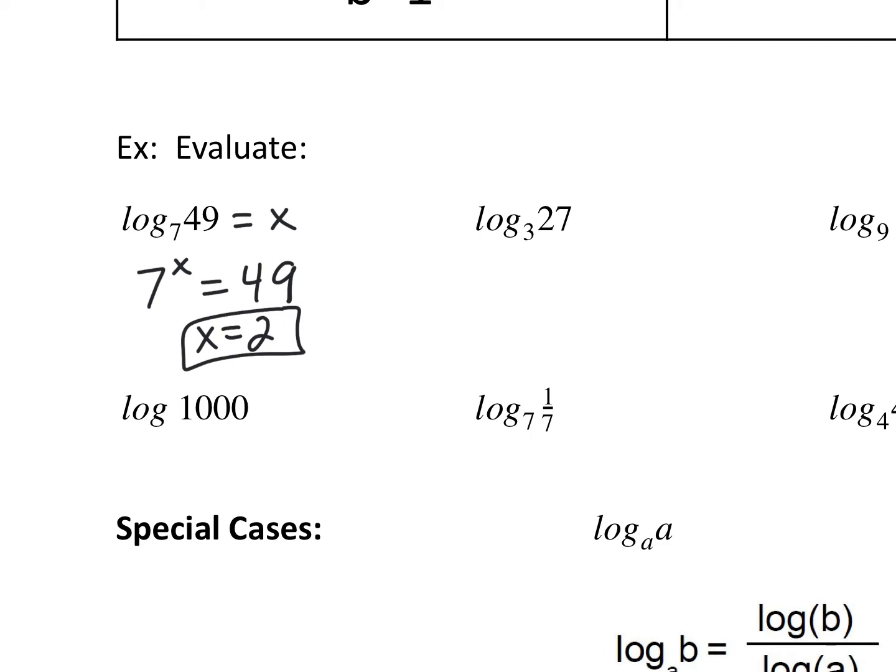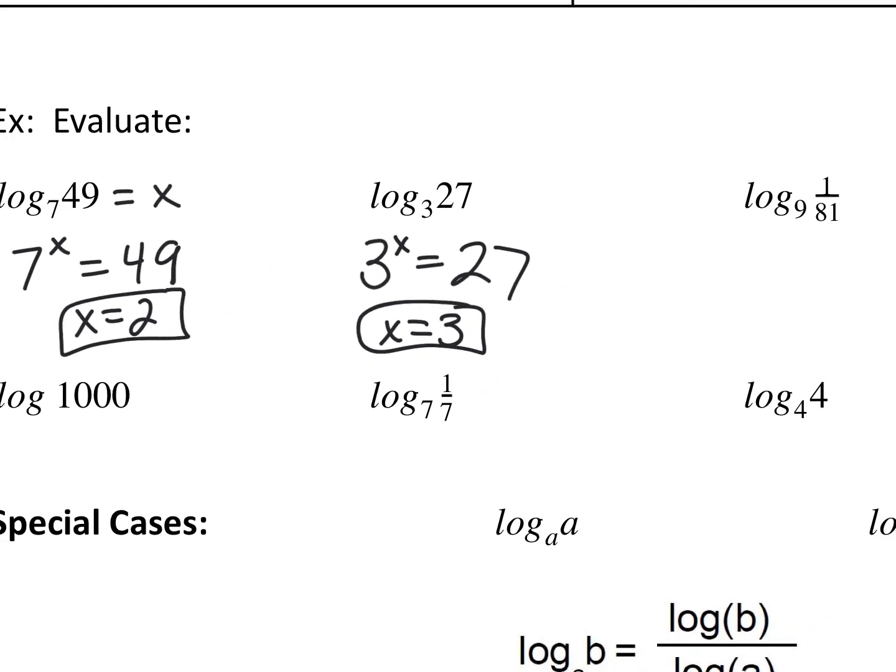I want you to try the next one. Log base 3 of 27. Okay, what'd you write down? 3 to the x equals 27. Yep, 3 to the x equals 27. And what's x going to be? 8. Okay, got to be really careful on these. So 3 times 9 is 27, but 3 to what power is going to be 27? 3. Yep, 3 to the third. 3 times 3 is 9, times 3 is 27, and that is three 3s. Okay, so got to be careful on those.